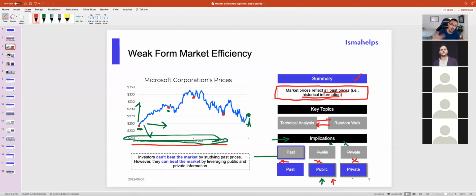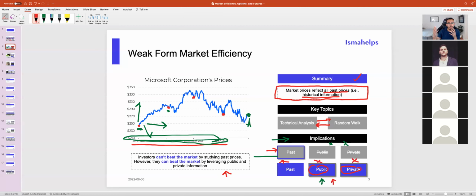Anyways, the summary of the weak form market efficiency is at the very bottom left of this page. It's saying that investors can't beat the market by studying past prices. Notice it's highlighted in blue, okay? However, they can beat the market by using public and private information. Notice it's highlighted in gray.